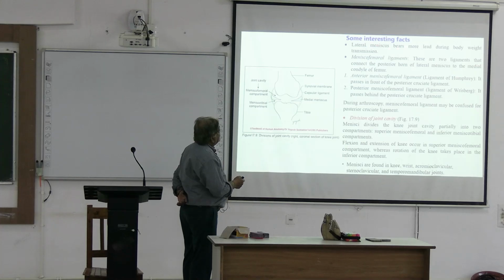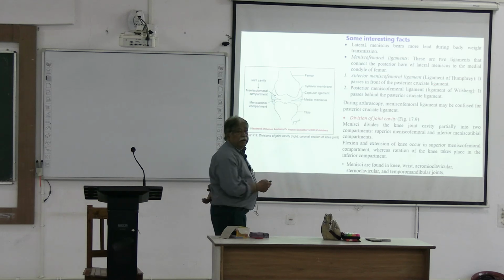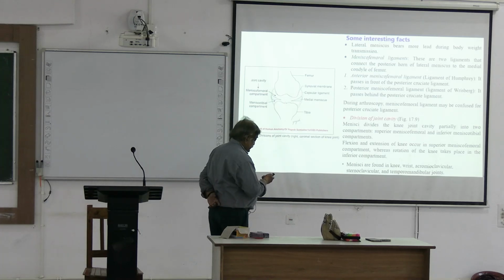Now, the lateral meniscus bears load during weight transmission. Meniscofemoral ligaments: these are two ligaments that connect the posterior horn of the lateral meniscus to the medial condyle of the femur. It's a repetition again. Now, the anterior meniscofemoral ligament, or ligament of Humphrey. Ligament of Humphrey, that can be a short question, MCQ. Okay? Now, it passes in front of the posterior cruciate ligament.